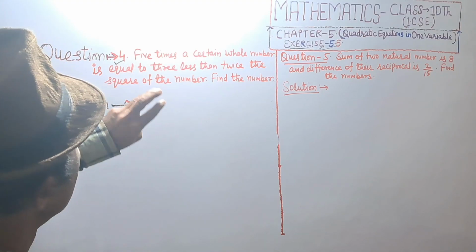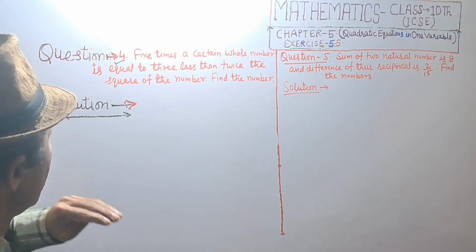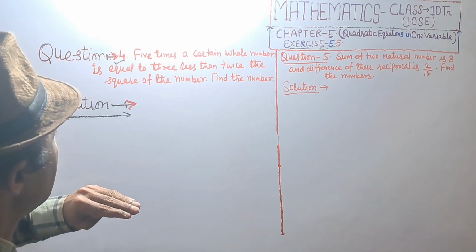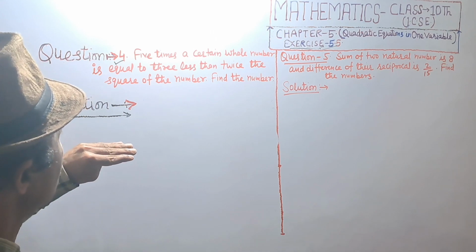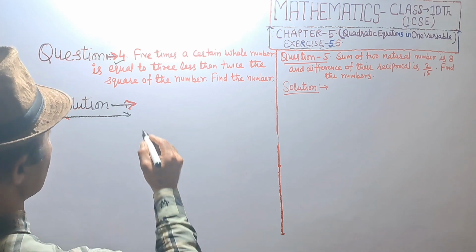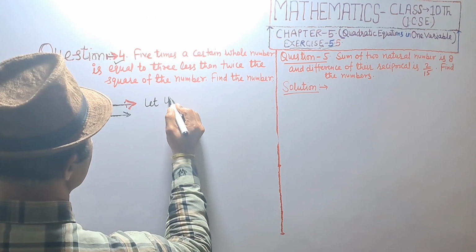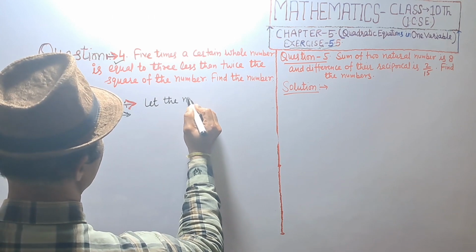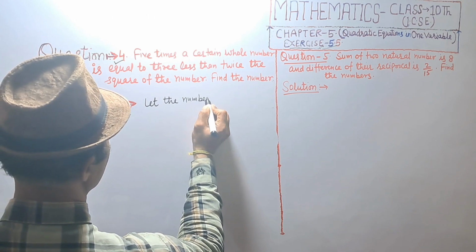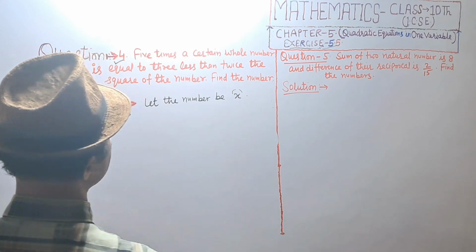Question number 4. 5 times a certain whole number is equal to 3 less than twice the square of the number. Find the number. Let the number be x.